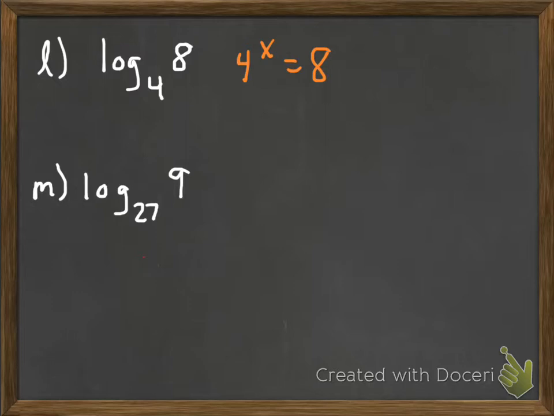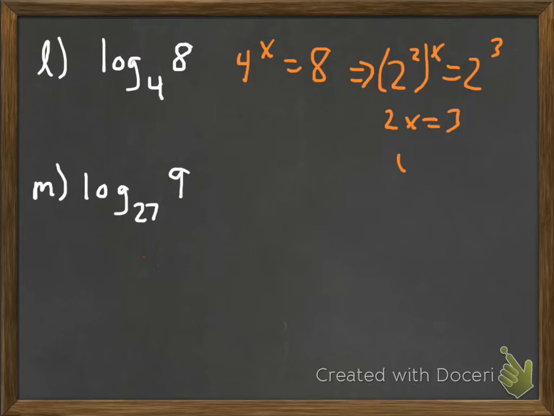Well, remember we learned how to solve an exponential equation as long as you can write both sides of the equation as powers of the same base. And isn't 4 a power of 2? And then isn't 8 a power of 2? So this tells me that 2 squared to the x power equals 2 cubed. And so then you end up with 2x equals 3, x equals 3 halves.